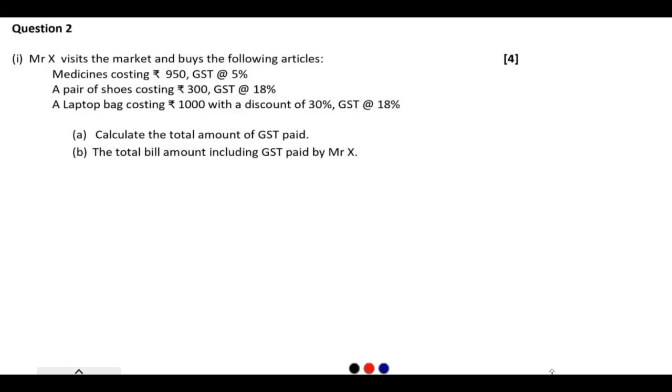Question number 2, part 1. Mr. X visits the market and buys the following articles: medicines costing rupees 950, GST at the rate 5%, a pair of shoes costing 300, GST 18%, a laptop bag costing rupees 1000 with a discount of 30% and GST at the rate 18%. Calculate the total amount of GST paid and the total bill amount including GST paid by Mr. X.